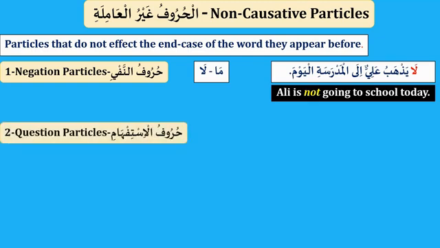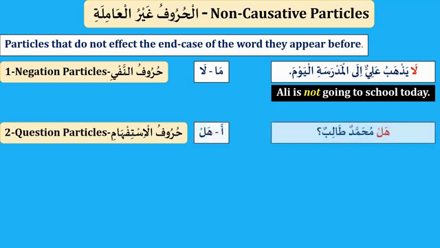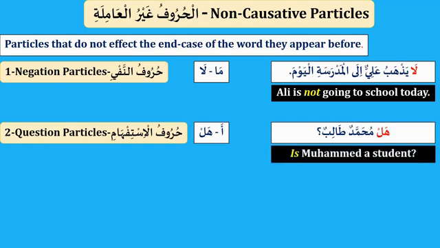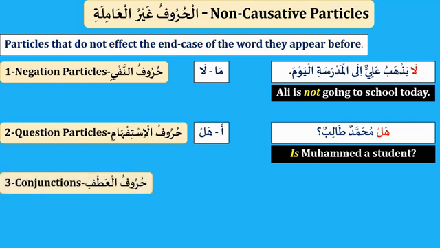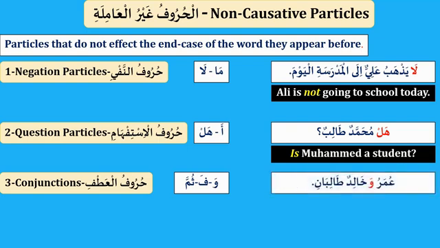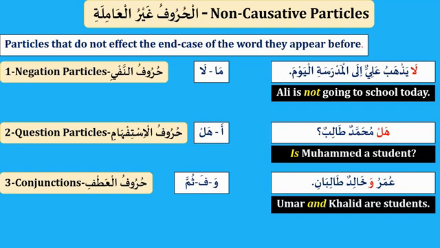Next one, حروف الاستفهام, question particles. They are the hamza and هل. هل محمد طالب؟ Is Muhammad a student? هل is. هل means is in this sentence. Next one, حروف العطف, conjunctions. و, fa, and ثم. Example, عمر و خالد طالبان. Umar and Khalid are students. و means and.